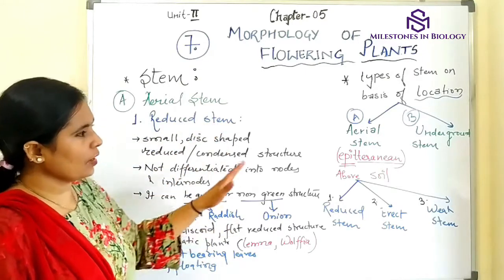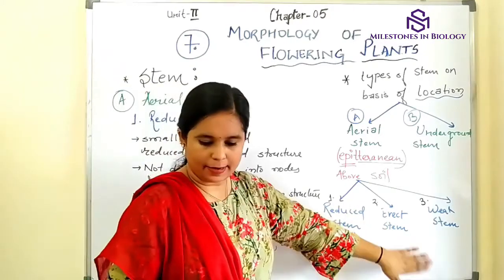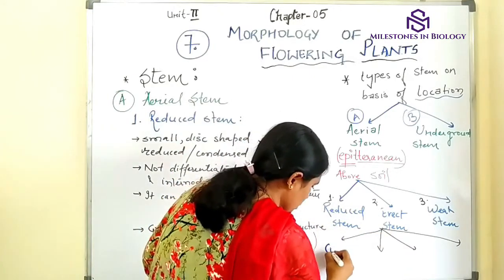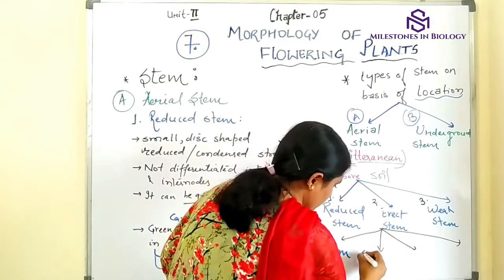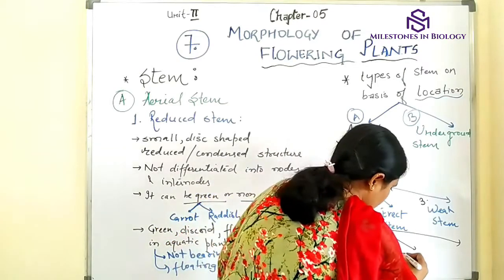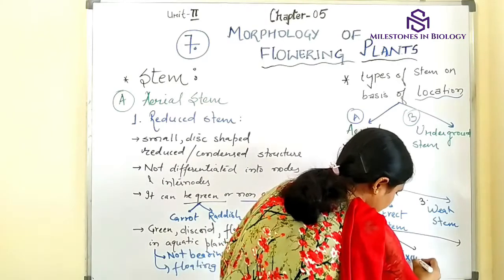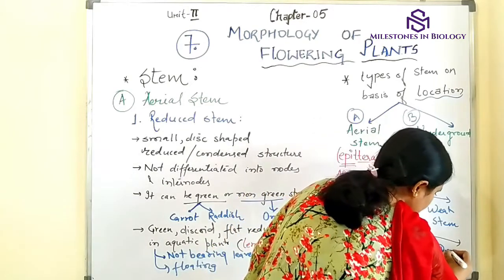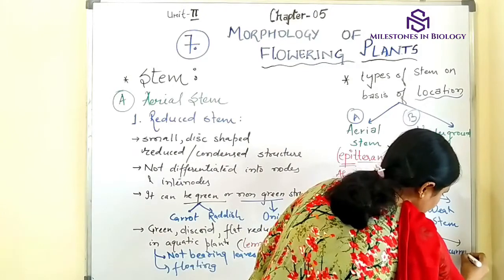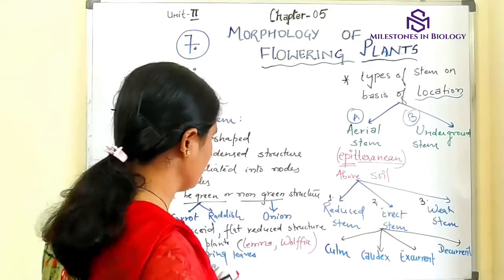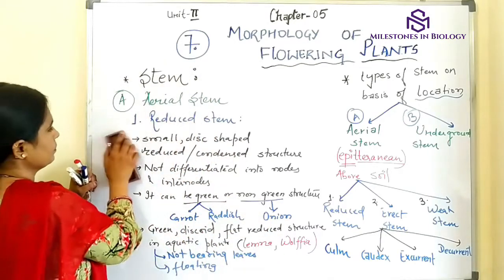Next, we are going to discuss the erect stem. Erect stem is of 4 types: culm, caudex, excurrent and decurrent. Fine, these are the 4 types of erect stem. So let's talk about it in detail.